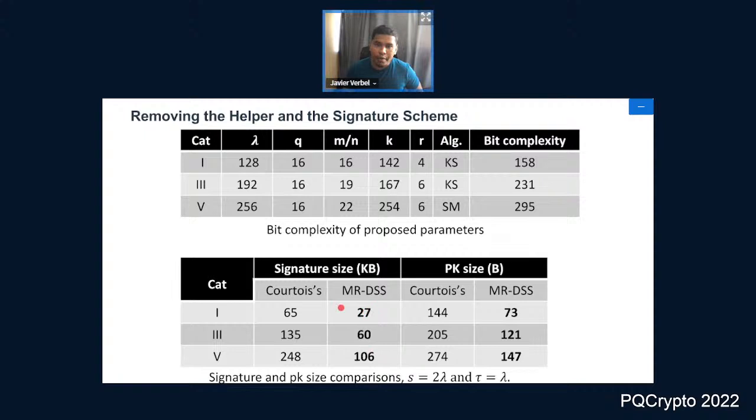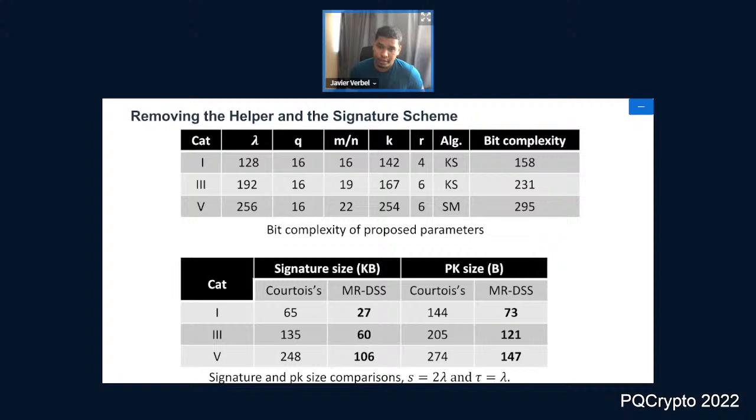Then we can see that for these parameters, if we plug these values into our signature size formulas, we get this signature size for category one. And if we do the same for Courtois' scheme by using these parameters, then we get this signature size in these columns. So for all the parameter sets, we can see that we can reduce the size of the signatures in comparison with Courtois' scheme by roughly a factor of two. And we also gain a bit less than a factor of two in the public key size by applying our optimization.